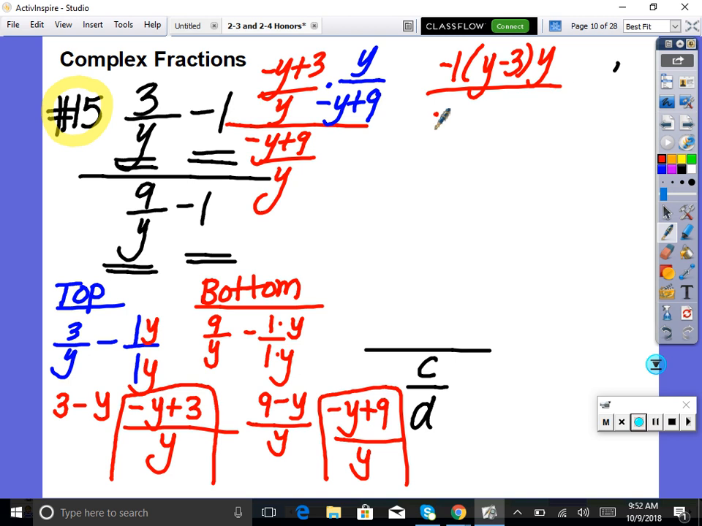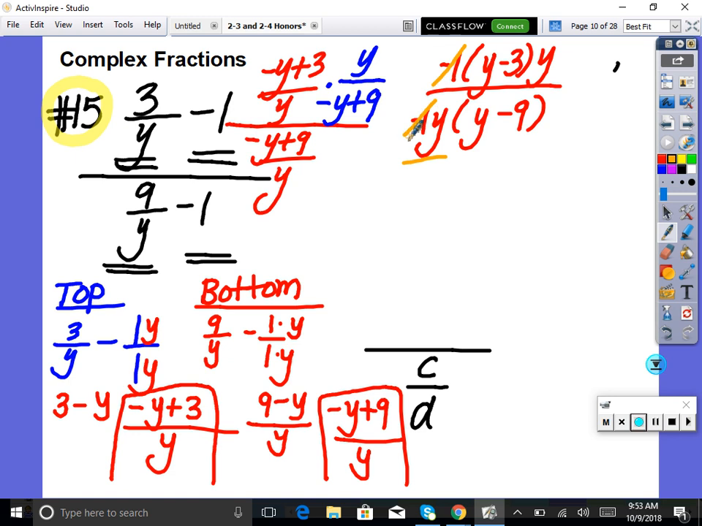Now on bottom, I have a y, great. I have a negative 1. And then left would be y minus 9. I just put the negative 1 in front of the y. Does that matter? No, because multiplication can be reordered. Okay, now restrict first, then divide. Well, you know what? We're not going to restrict with complex fractions. We don't have time, and I'm not going to ask you to do it on the test. So just simplify from here.